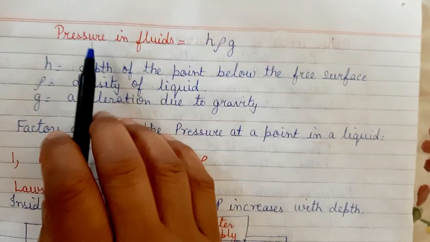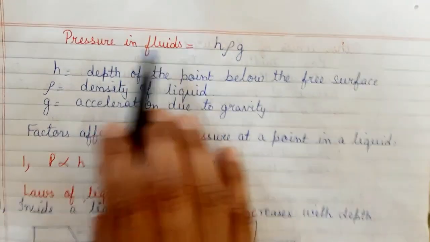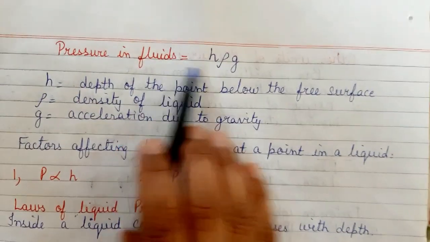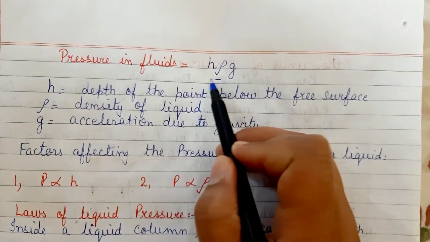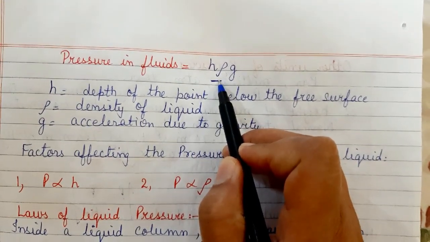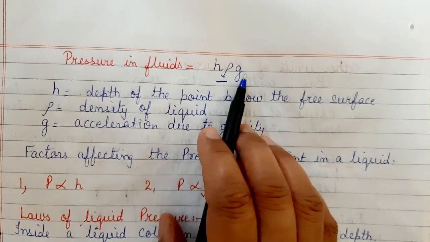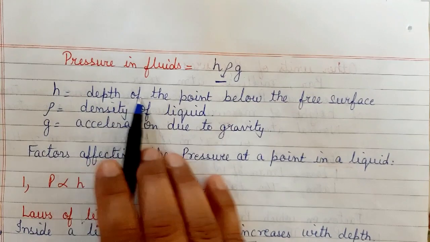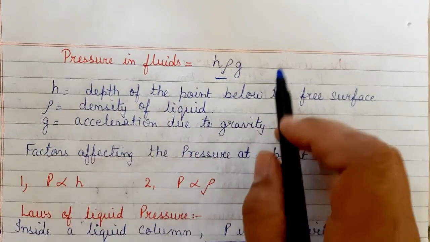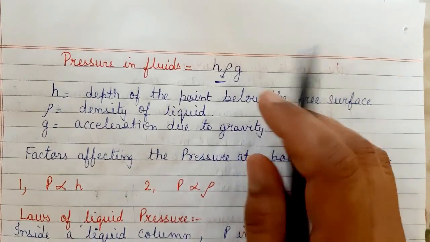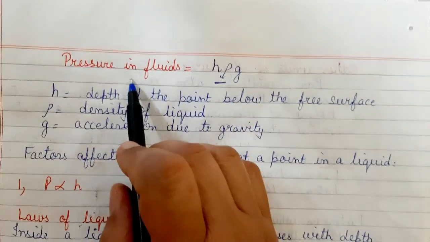Okay. Now let us look at the factors on which the pressure in fluids depends. But before that, we should know the formula for pressure in fluids. The formula for pressure in fluids is equal to H rho G. This thing which looks like a curved P is actually rho, a symbol for density of the liquid. Now let us look at what H, rho and G stand for. H stands for the depth of the point below the free surface. That is, the greater the depth of the point on which the pressure is acting from the free surface, the greater will be the pressure exerted.